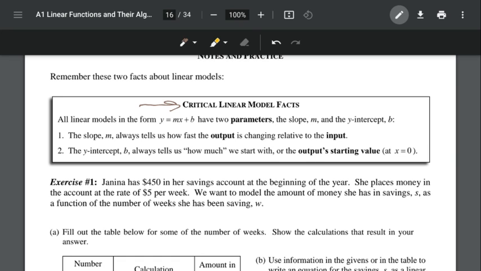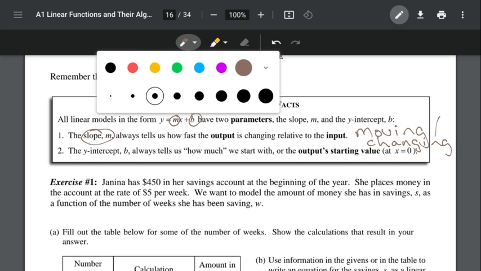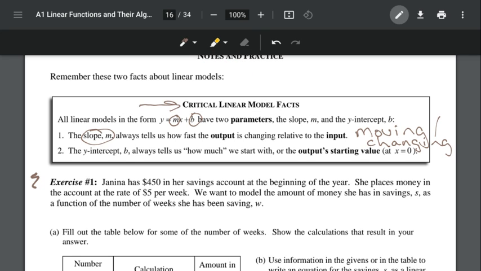When you're making an equation, it says you have two parameters. Yes, we do. Sometimes they give us a total, but in this case, we're not going to get that. So we have the slope and the y-intercept. The slope tells us how fast stuff is changing. That's like the moving number, the moving or changing number.